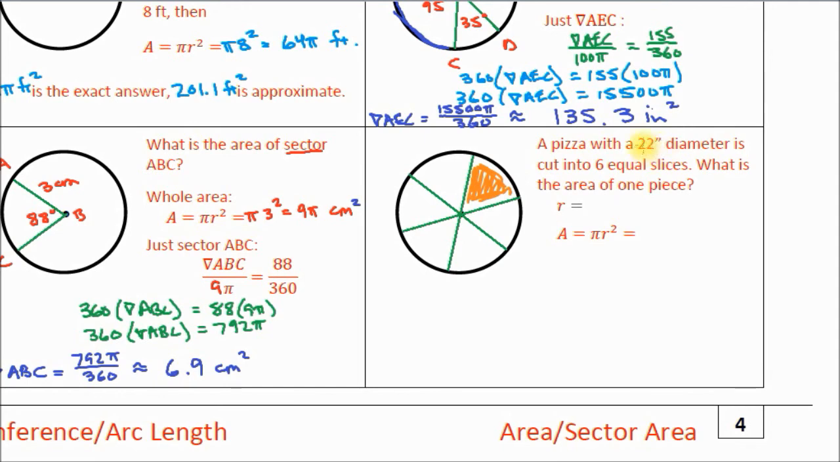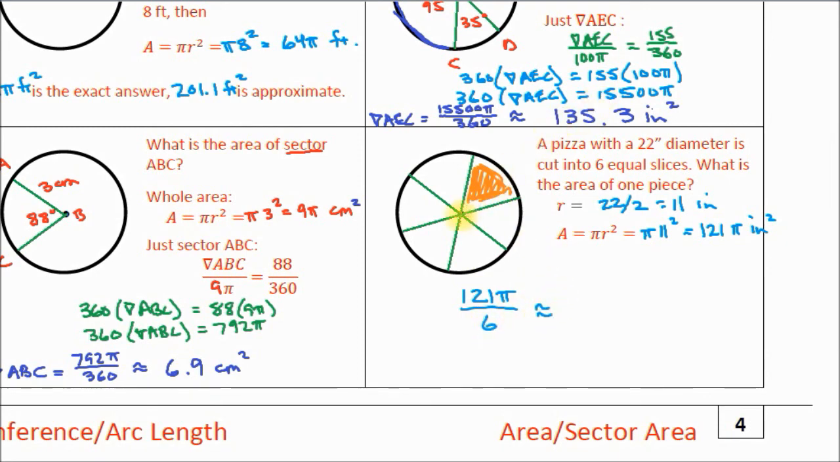All right, if the pizza is 22-inch diameter, that means the radius is 22 divided by 2, which is 11 inches. The area is pi r squared. That's pi times 11 squared, which is 121 pi inches squared. There's our area. Now in this case, we don't have to set up a proportion because we know this pizza is divided into 6 equal slices. All we have to do now is take the total area and divide it by 6.